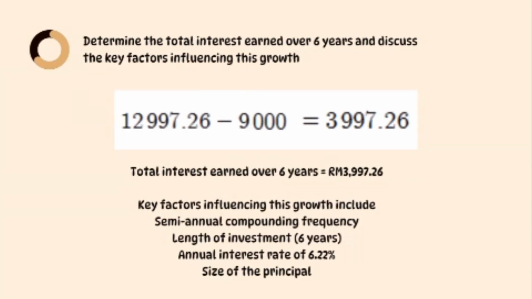So for this part, determine the total interest earned over 6 years and discuss the key factors influencing this growth. As you can see, the solution is 12,997 ringgit 0.26 minus 9,000 ringgit and we'll get 3,997 ringgit and 26 cents. The total interest earned over 6 years equals 3,997 ringgit and 26 cents. And the key factors influencing this growth include semi-annual compounding frequency, length of investment, which is 6 years, annual interest rate of 6.22%, and size of the principal.